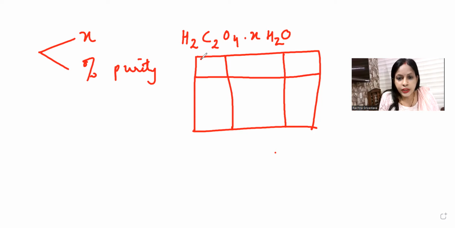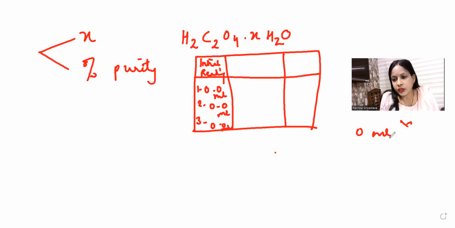Your first column says initial reading. Initial reading is the reading when you are starting the practical. When you are starting the practical, you will not get the titer value immediately. So your first initial reading should be 0.0 ml. Unit is very, very important. Like this, you have to write 0.0 ml. Please do not write 0 ml. This is wrong. You have to write 0.0 ml with the decimal.